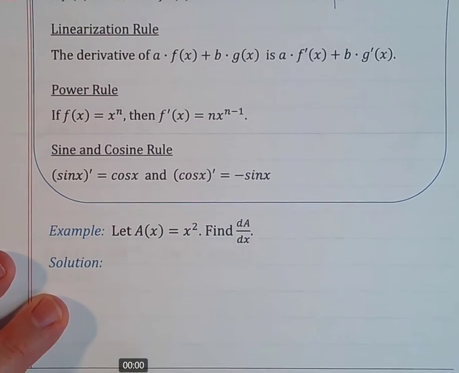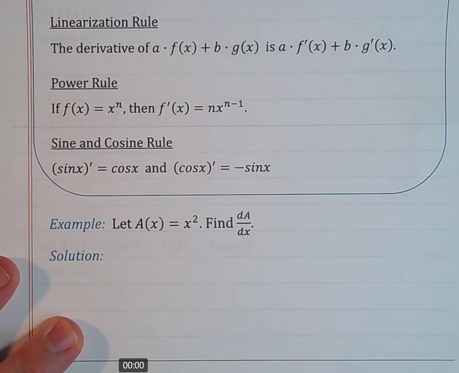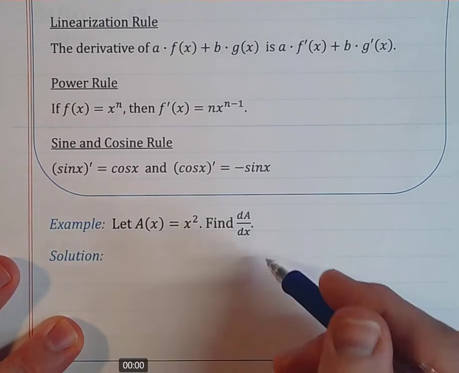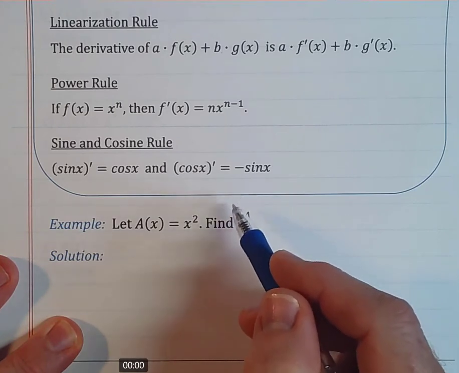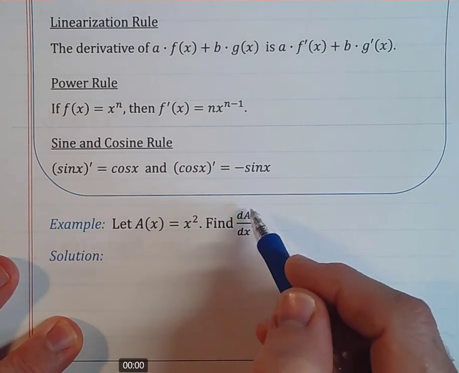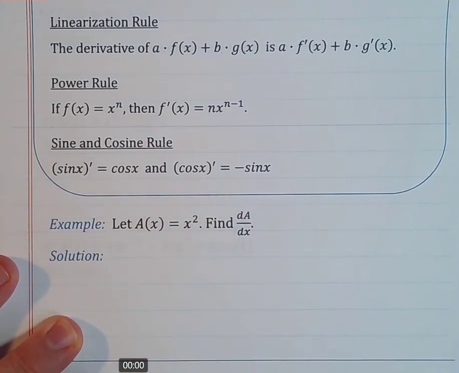Okay, so let's start off with a few examples. Let A of x equal x squared. And we want to find dA dx. Now this is just another notation for the derivative right here. This is really just A prime is what we're doing. There are different notations. This is called the Leibniz notation. And so we want to find this derivative.